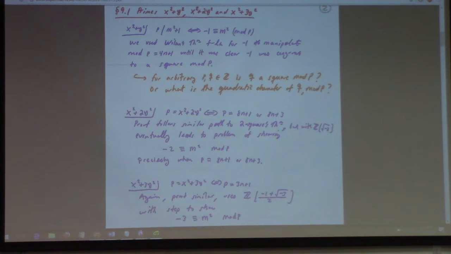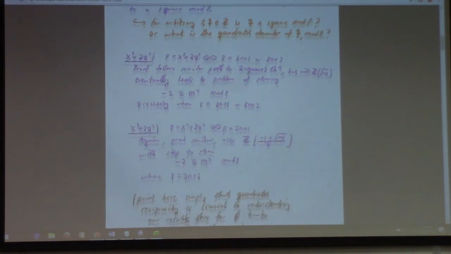So what do we call this? How do you say this? Minus 2 congruent to m squared mod p. It's the quadratic character of minus 2. For x squared plus 3y squared, a prime of that form means the prime has the form 3n plus 1. This has to do with the quadratic character of minus 3.